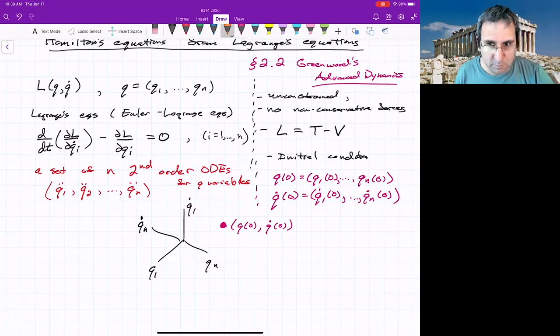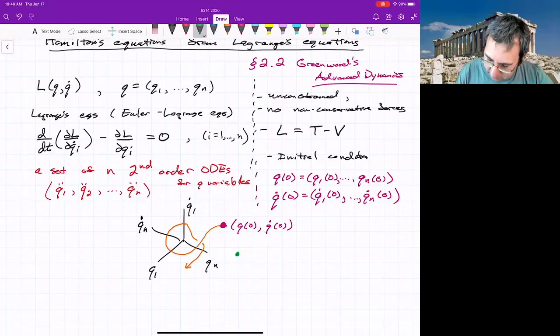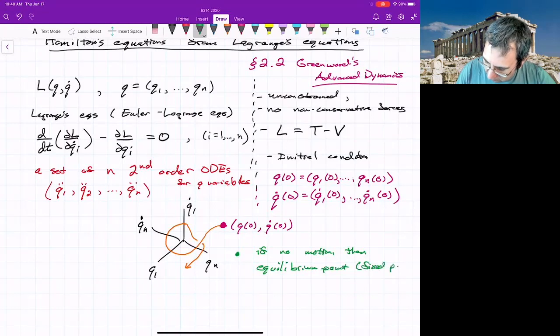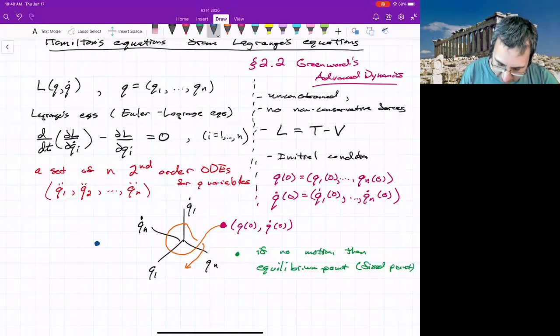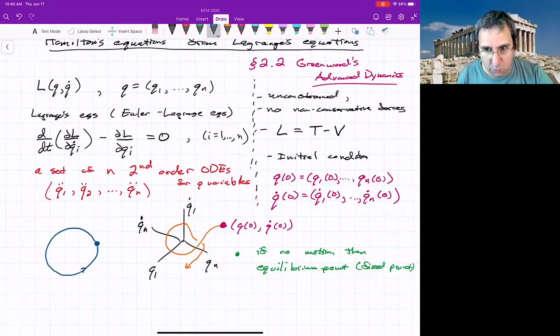And then as you evolve forward in time, this will generally go somewhere. It'll do something, unless you have some special trajectories. If you have a special trajectory, like a point where you start there and you stay there, so there's no motion, then you have an equilibrium point. Or sometimes people will say fixed point. I'm just showing that as a green dot. What if you have something where you've got an initial condition and it goes around and then comes back onto itself? Well, that's a periodic orbit.